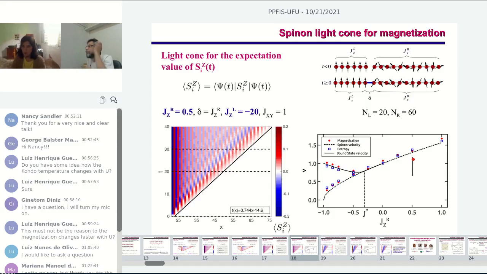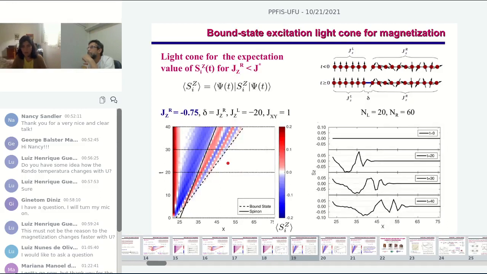Okay, so as I said before, if we change Jz, another kind of excitation appears which has a larger velocity than those of spinons. This corresponds to this solid line over here and corresponds to a bound state excitation. So I will show you details about this case in the next slide.